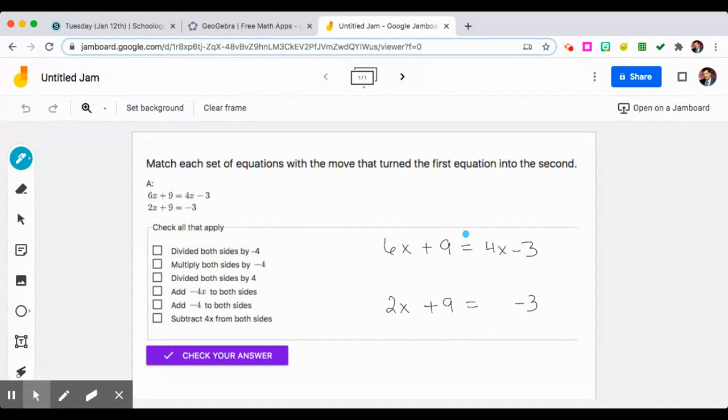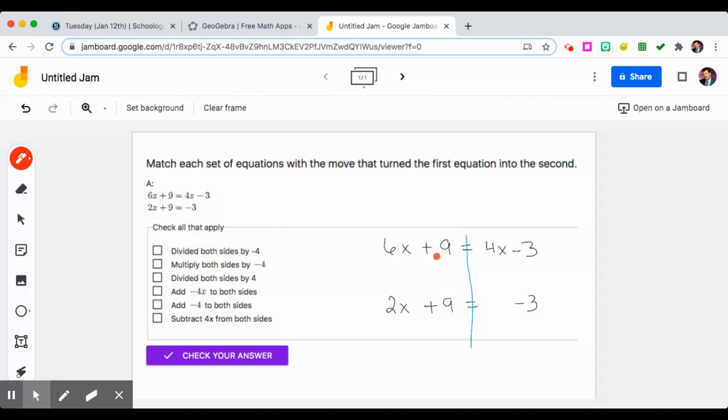I'm going to draw a line straight through my equal signs. The reason I did that is because I want you to understand there's a left side and a right side to every equation. And it goes straight down the middle of your equal signs. Left side over here, right side over here, okay? So on my left side here, I have 6x plus 9. On my left side of my second equation, I have 2x plus 9. So I need to compare them and see, well, what's the difference between these two things?